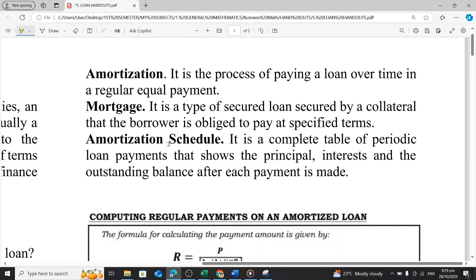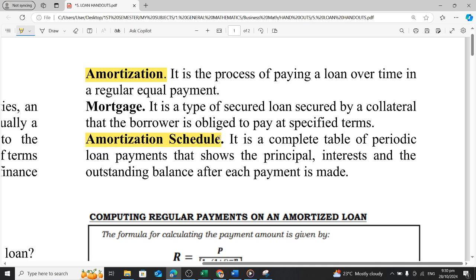Now, let's go to these very important terms about loan. So we have number one, amortization. What is amortization? It is the process of paying a loan over time in regular payments. So if you borrow, for example, in a bank, the process of paying that loan over time is called amortization. And when you say amortization, you follow regular equal payments. Okay? So, regular equal payments, following a schedule. The schedule is called the amortization schedule.